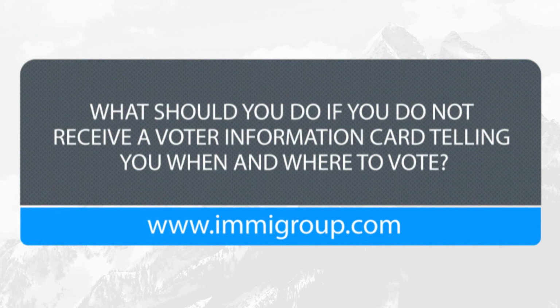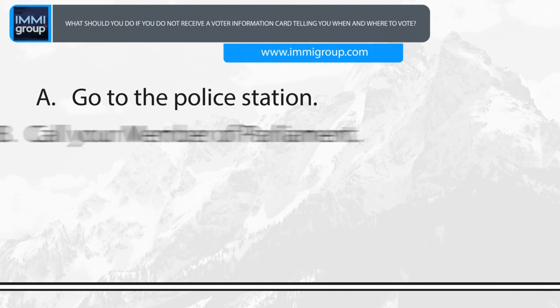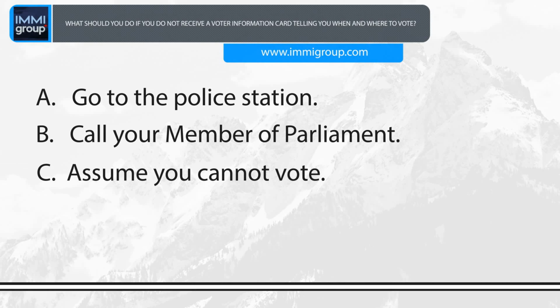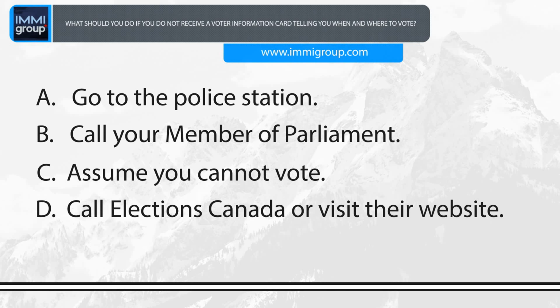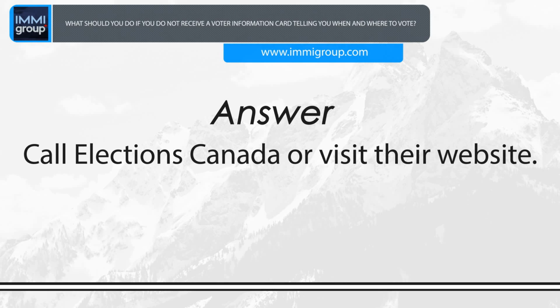What should you do if you do not receive a voter information card telling you when and where to vote? A. Go to the police station. B. Call your Member of Parliament. C. Assume you cannot vote. D. Call Elections Canada or visit their website. Answer: Call Elections Canada or visit their website.